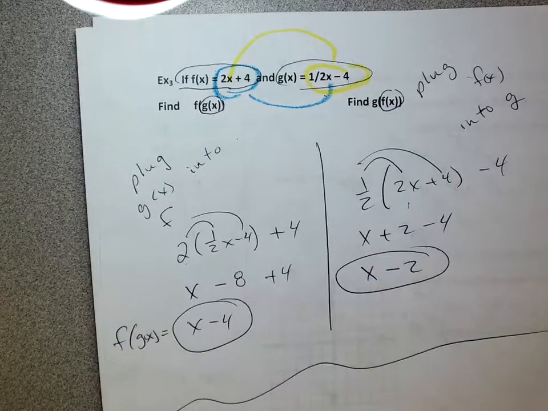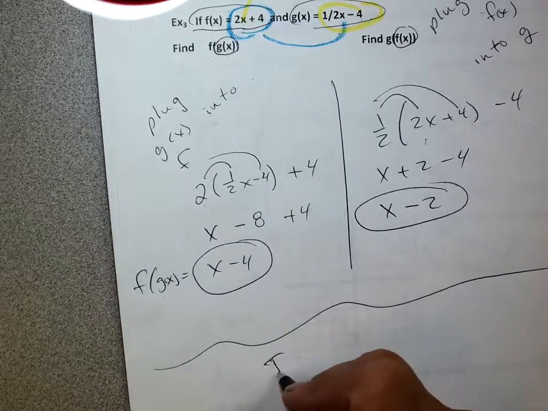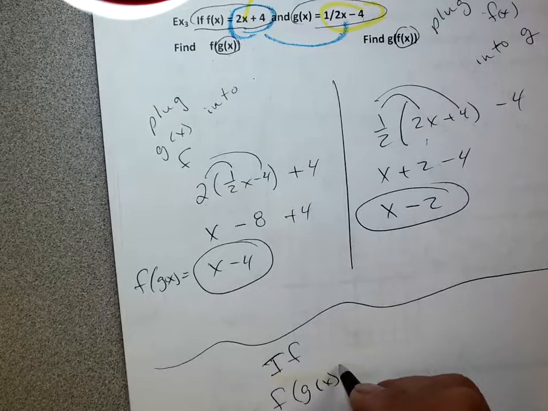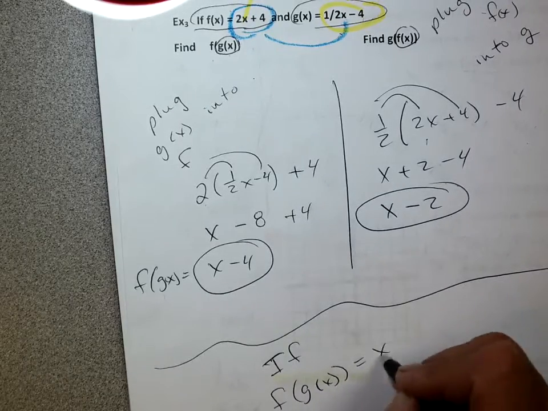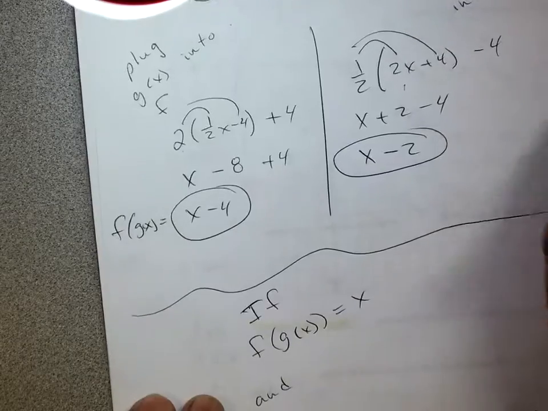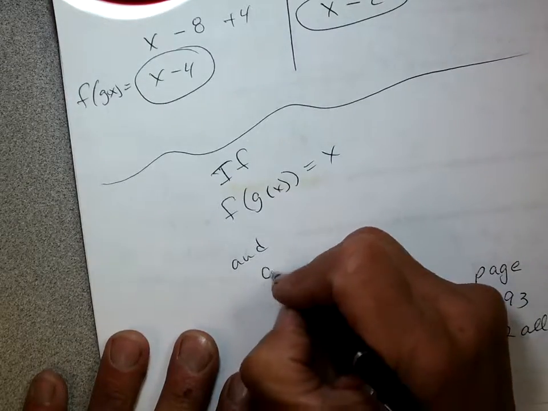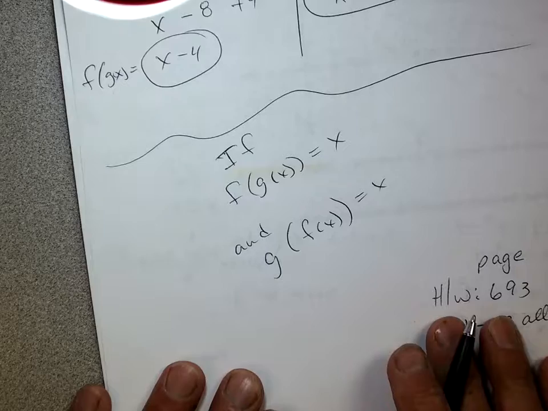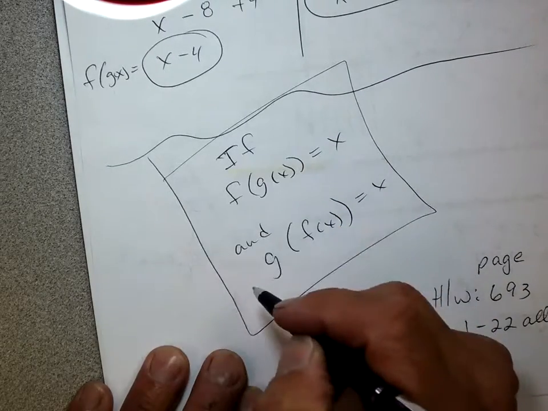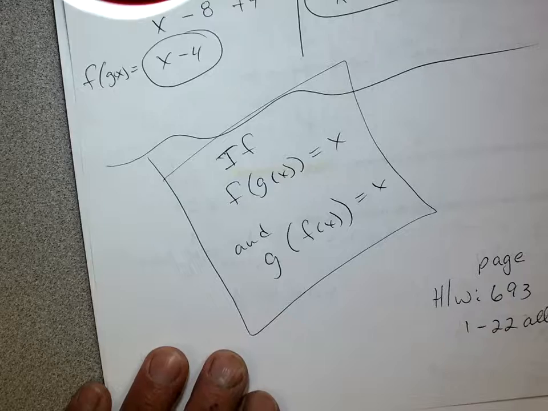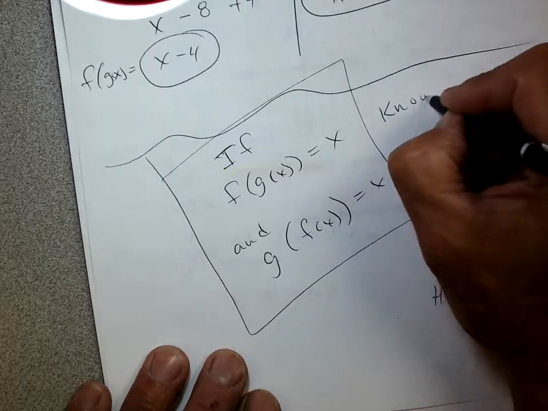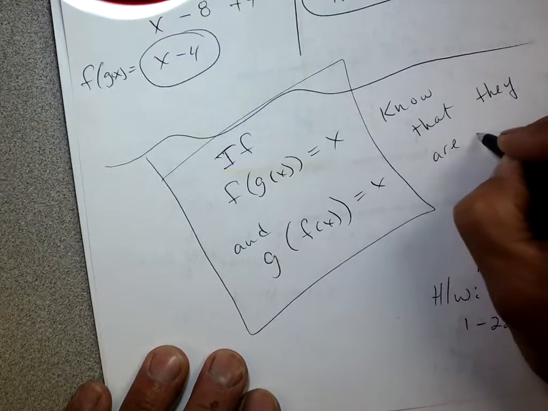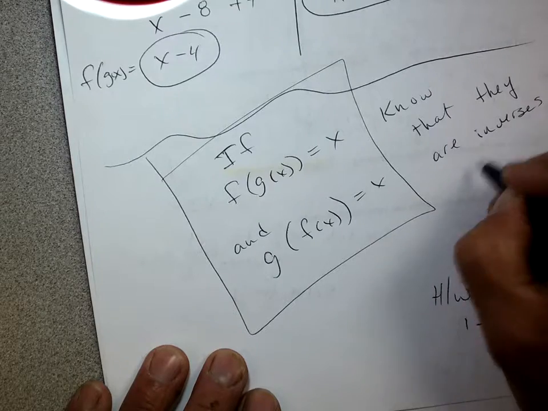Now, so far so good, if, and it didn't work this time, if f of g of x equals x, and if g of f of x equals x, then, without even graphing, if that's true, this is a math rule. If this happens, we're so close. Then we know that they are inverses of each other.